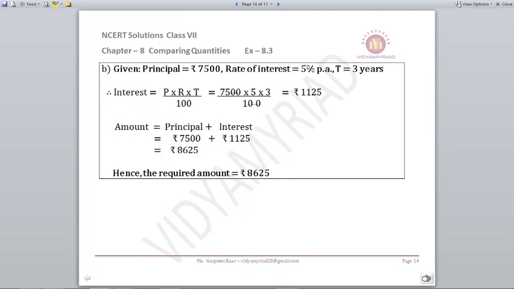B part. Now here your principal is 7500. Rate of interest given is 5%. Time is 3 years. Let us put it into the formula of P into R into T upon 100. That will give you 7500 multiply by 5 multiply by 3 upon 100. 0 0 get cancelled and you get your answer as 1125 rupees. This is the interest. We need to find out amount. So amount will be equal to principal plus interest or P plus I. That is 7500 plus 1125, which will give you 8625 rupees.